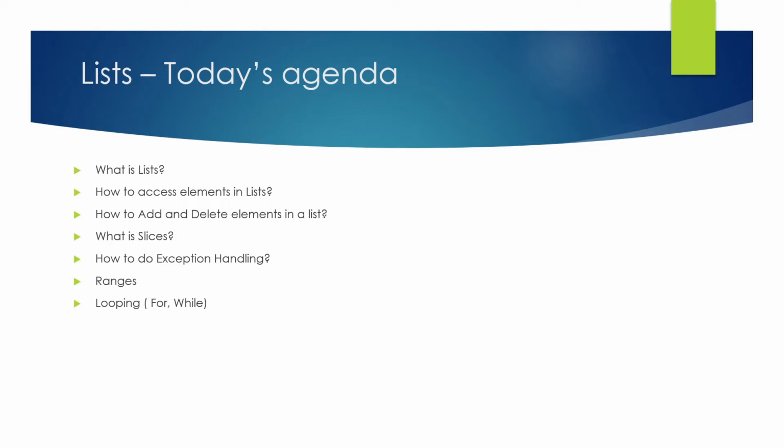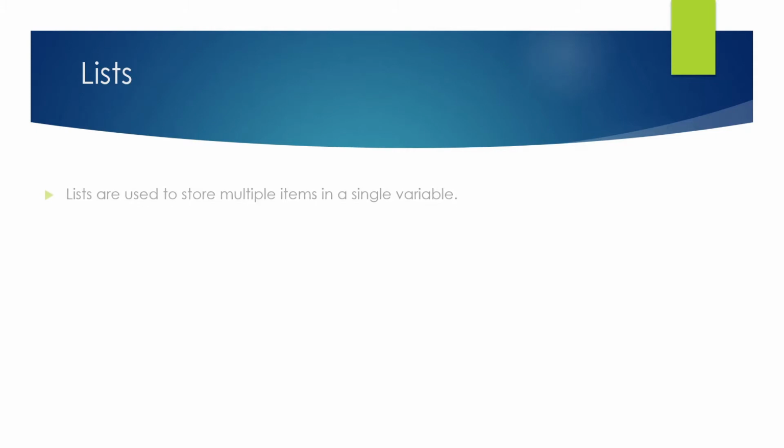In the first part, we are going to talk about the list, accessing elements, deleting elements, adding elements, and the slicing part. In the next video, we are going to talk about exception handling, ranges, and looping. So let's move forward. What exactly is a list?